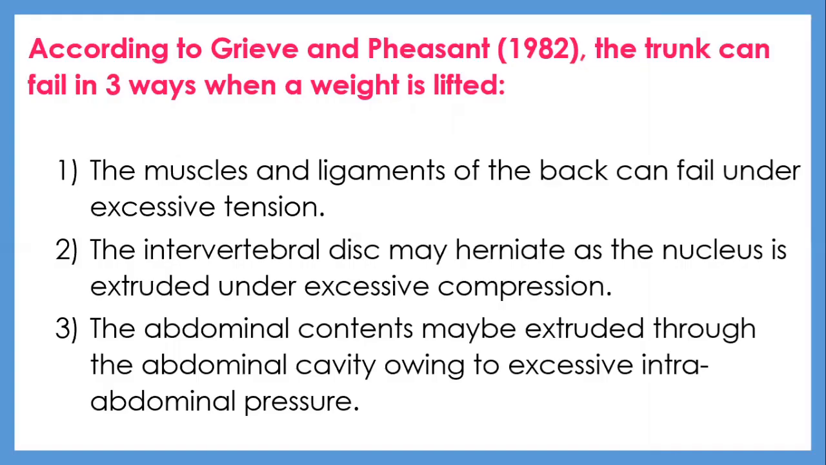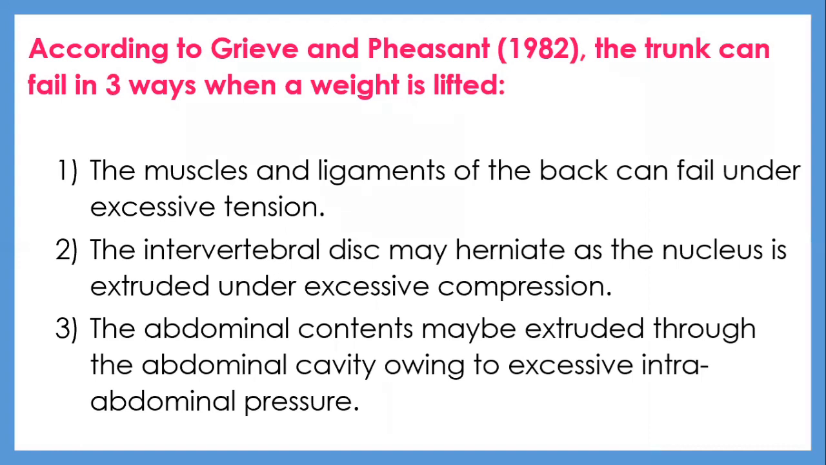Now, according to Grave and Fizant, 1982, the trunk can fail in 3 ways when a weight is lifted. The first way, the muscles and ligaments of the back can fail under excessive tension.